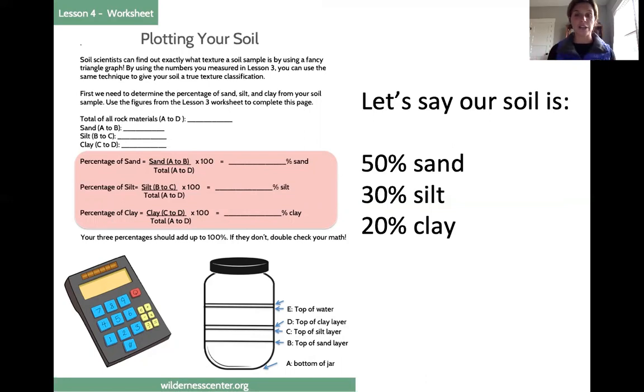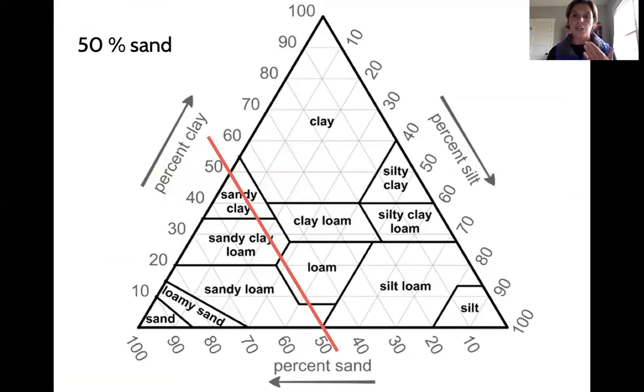So let's learn how to use this triangle. Let's say our soil is 50% sand, 30% silt, and 20% clay. How do we plot that on that weird triangle thing? Well, the first thing we do is we're going to talk about sand. So you can see my little mouse. On the bottom says percent sand, and there are numbers, and there are lines that kind of line up with those numbers. They're going the same direction. So I would go over to 50% sand, all right? And maybe take a ruler and a light pencil and draw a line right across there, all right?